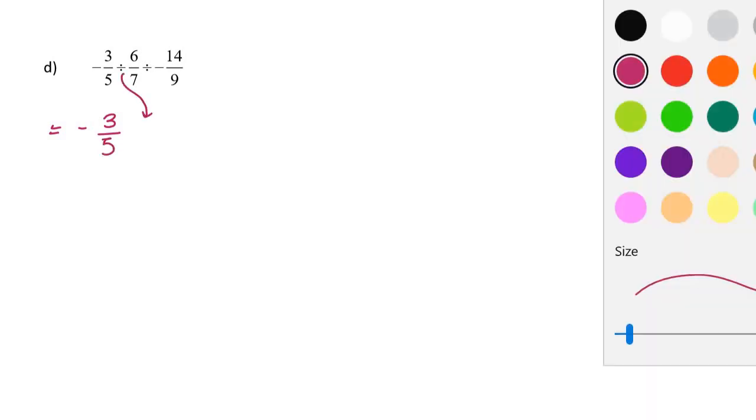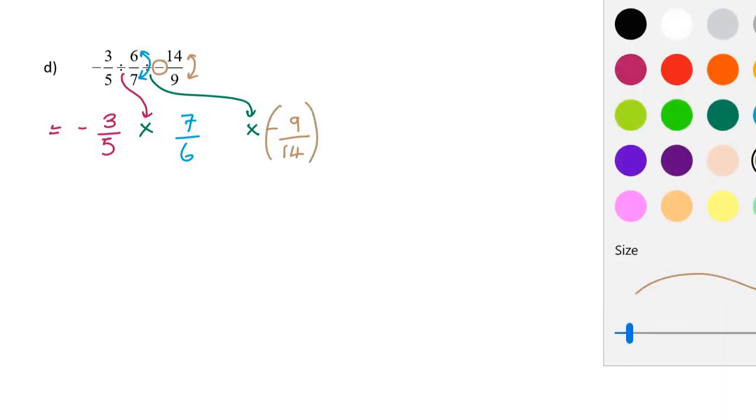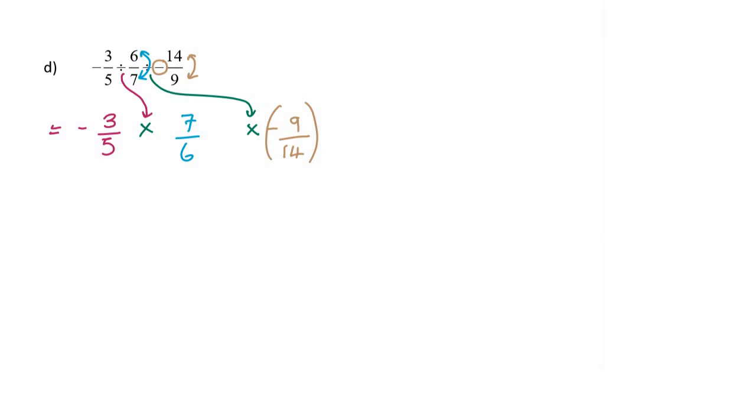I'm going to change that division sign to a multiply. And I'm going to change this division sign to a multiply, as long as I flip the fraction around. So 7 over 6, and then as long as I flip this fraction around, which is 9 over 14, except I mustn't forget it's negative. So I might want to put that in a bracket, because otherwise it's just not visually very nice for the negative and the multiplication sign to be together.